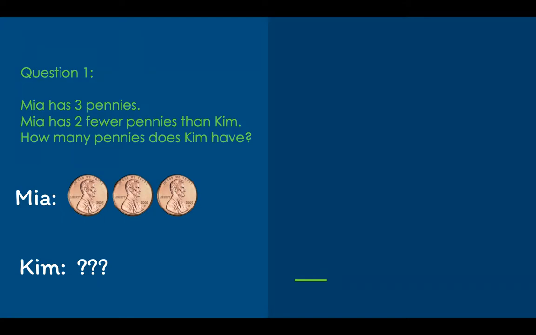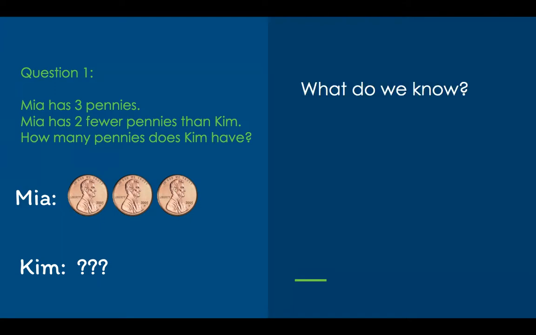Let me repeat the question. Think about it in your brain. Mia has 3 pennies. Mia has 2 fewer pennies than Kim. That means what? 2 less pennies than Kim. How many pennies does Kim have?